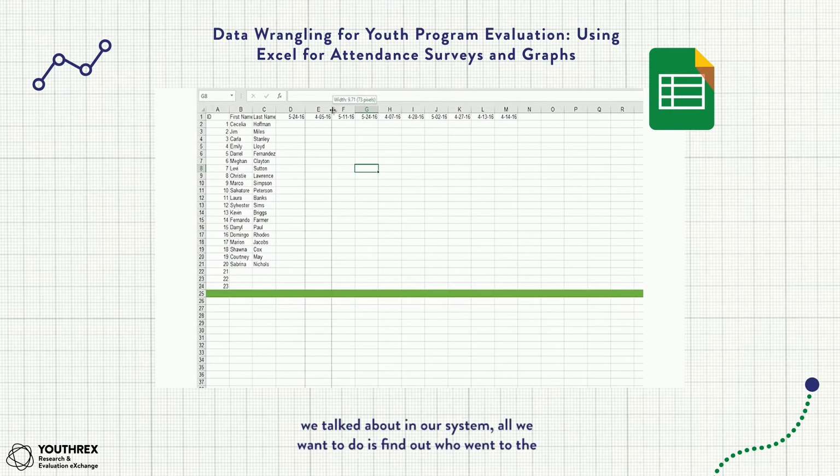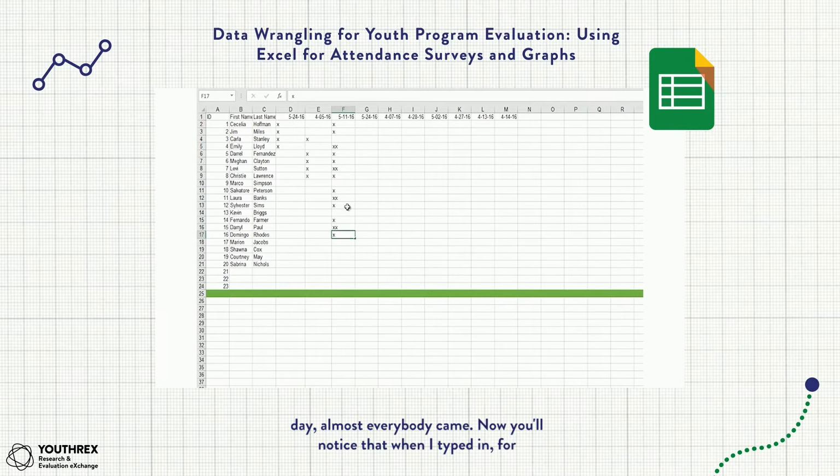Okay, so like we talked about in our system, all we want to do is find out who went to the program, who showed up. So let's say, for example, we had the first 4 people come, but nobody else did. On the next date, we had more people come. On the next date, almost everybody came. Now you'll notice that I typed in 2 X's, or I typed in a G, or a D, or an R, etc.